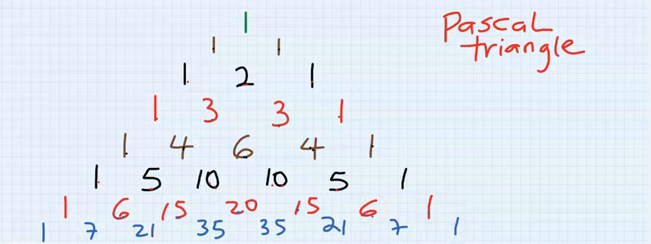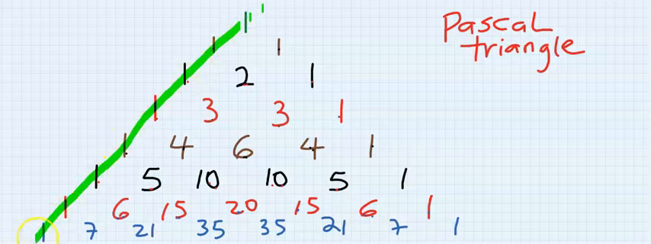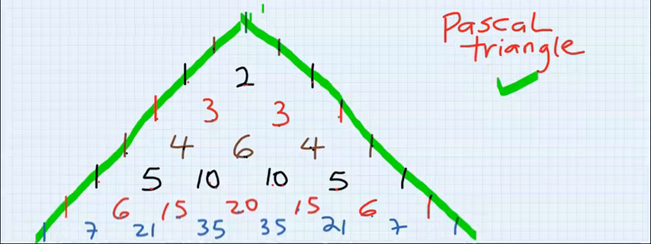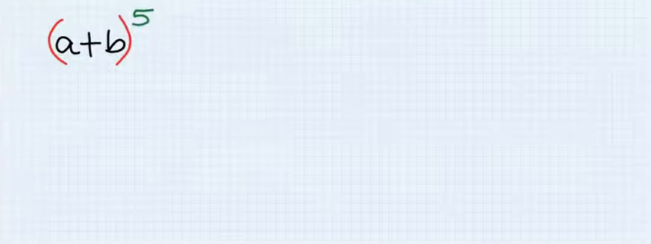Now, because of space, I will stop. We would have just continued the triangle. And if you see, it is actually a triangle like this, and hence that's the name Pascal's triangle. Let's use it to expand this bracket.